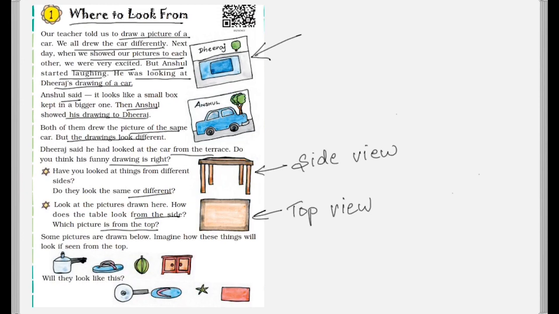So over here we can clearly see some pictures are drawn below. Imagine how these will look if seen from the top. So over here you can see this is the top view of the pressure cooker. This is the top view of the slipper. This is the top view of the star fruit, and then this is the top view of the shelf. Okay, so we'll move ahead.